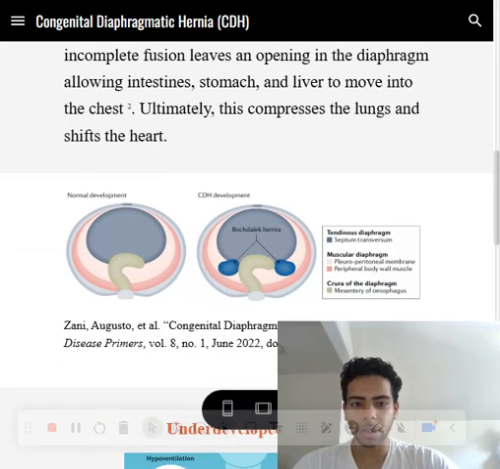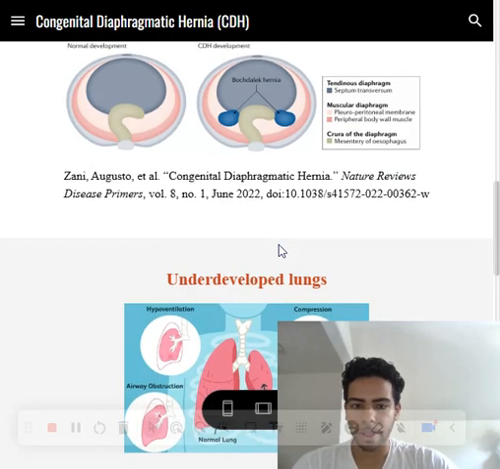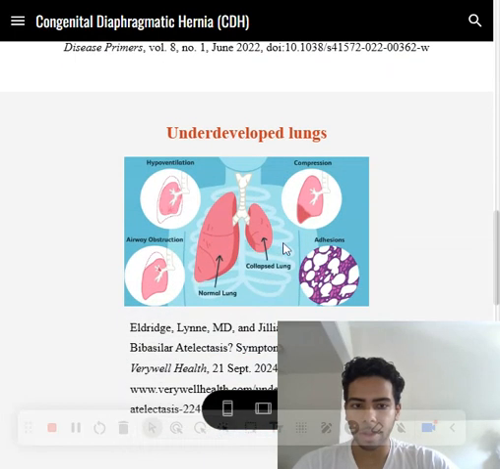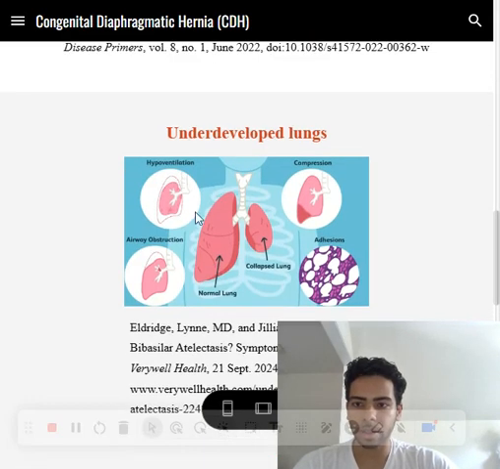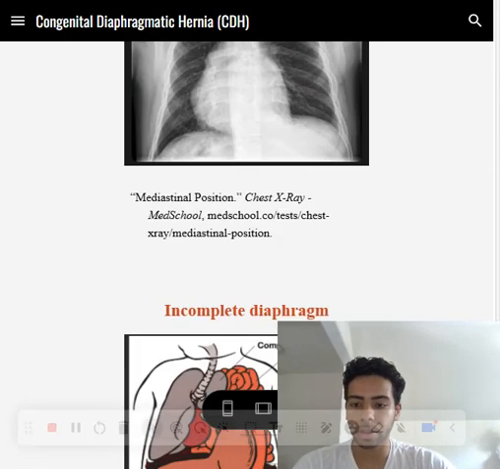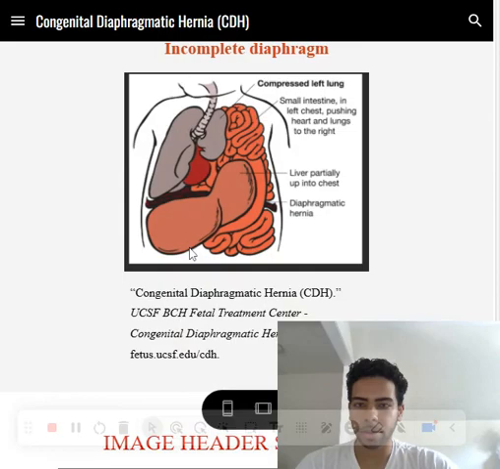The picture below just talks about important embryonic structures and the tissues involved in CDH. And below it just shows the tissues that are affected, such as underdeveloped lungs, shifted heart, and incomplete diaphragm.